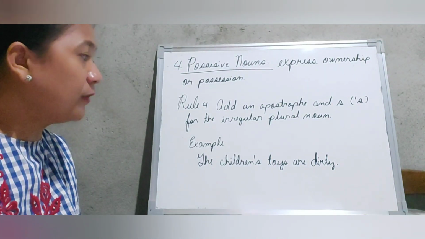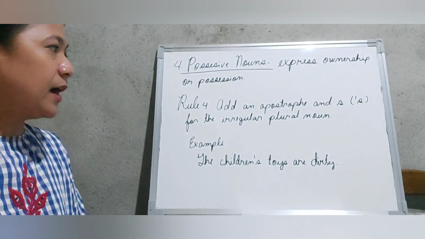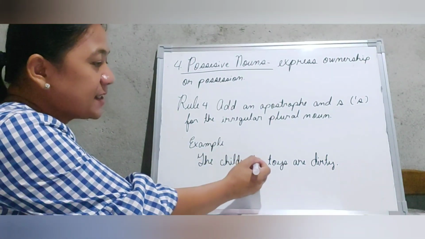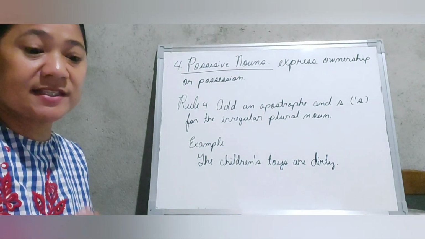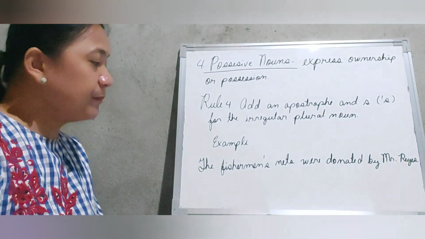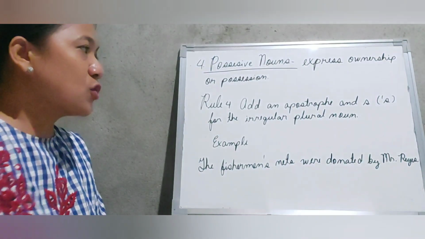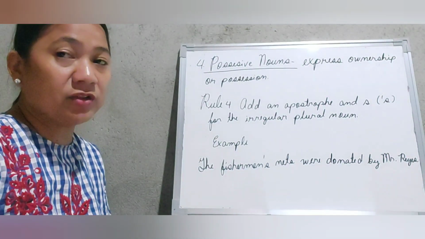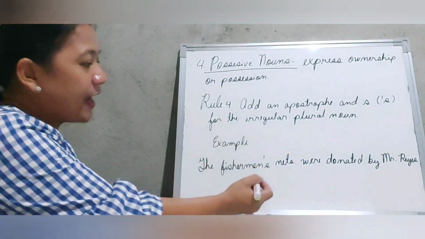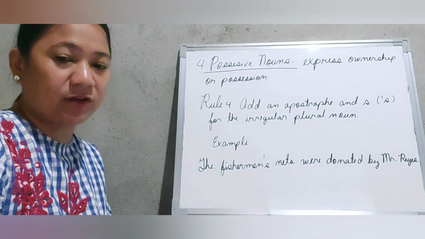We also have an example for rule number 4. The children's toys are dirty. The irregular plural noun here is children. That's why we added an apostrophe S to make it a possessive plural noun. And for our last example, the fisherman's nets were donated by Mr. Reyes. So what is the irregular plural noun in this sentence? It is the word fisherman. That's why we add an apostrophe S to make it a possessive plural noun.